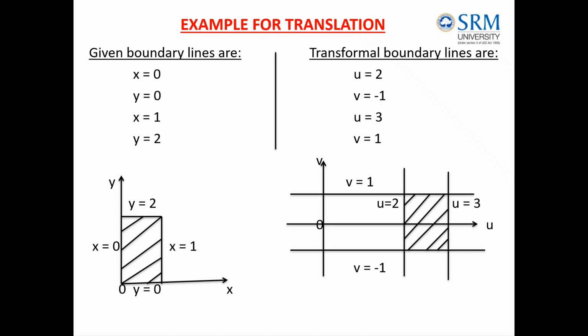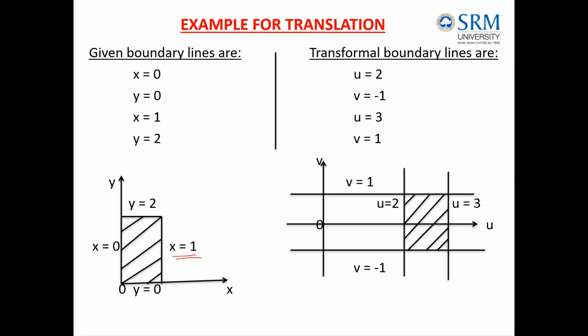So now we need to draw that and identify. Draw the given rectangular region in the z plane first. Take the coordinate axes as x and y. y equal to 0 is the x axis, x equal to 0 is the y axis. x equal to 1 is a line parallel to the y axis and y equal to 2 is a line parallel to the x axis. Then this rectangular region should be shaded like this.